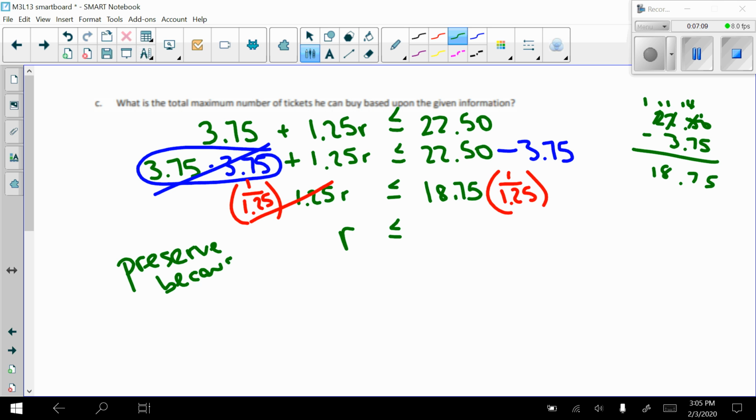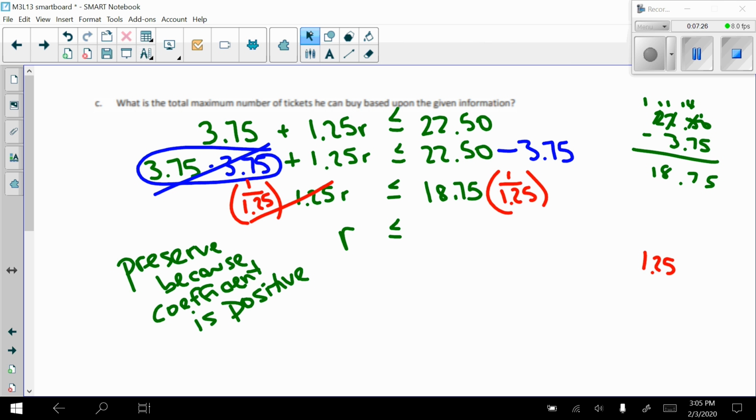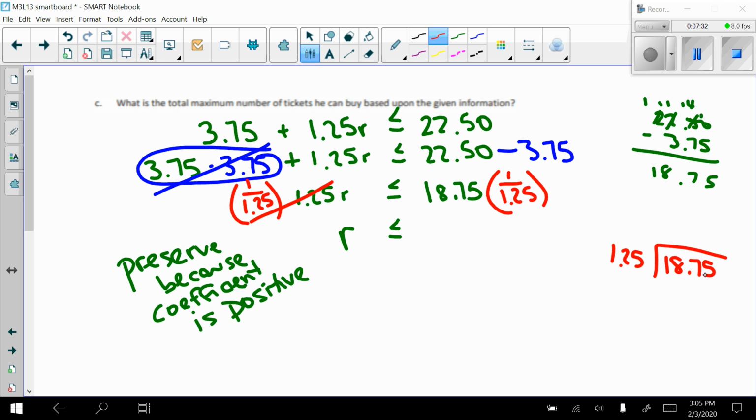because the coefficient is positive. Okay. So now, how many times does $1.25 go into 1875? Move my decimal.